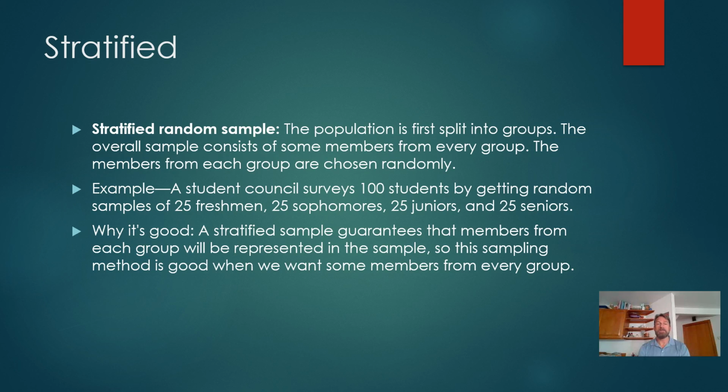So we'll first stratify them into freshmen, sophomores, juniors, and seniors, which they're already done, so that's easy. And then we'll pick 25 at random from each one to get our sample of 100. But first things first, we divided them into groups and then we randomly selected. A stratified sample guarantees that members from each group will be represented in the sample. And so this sampling method is good. We want some members from every group.